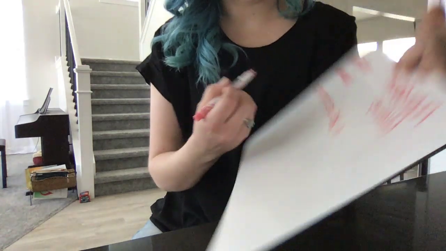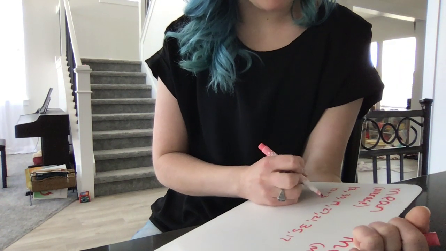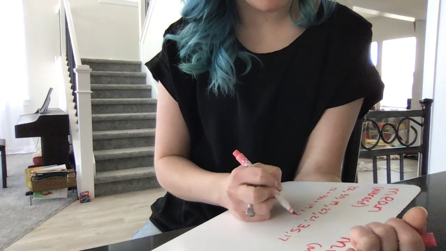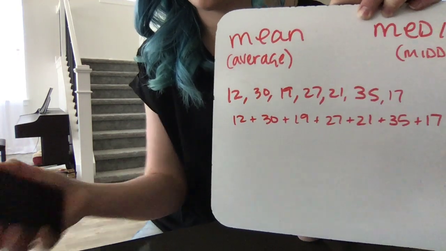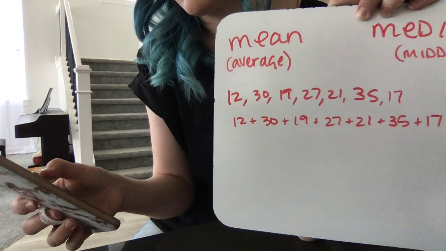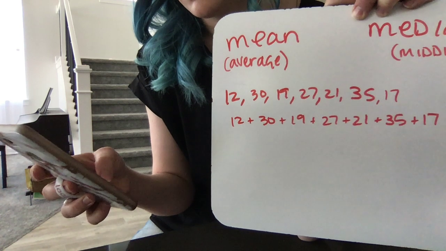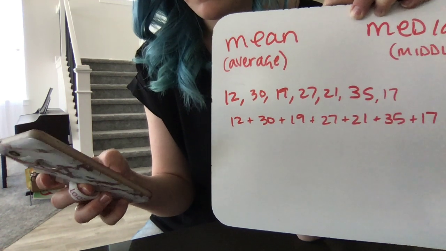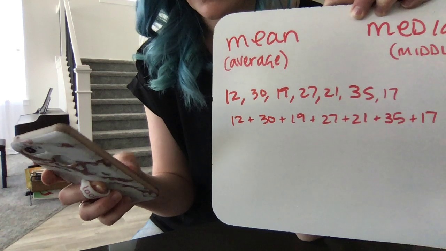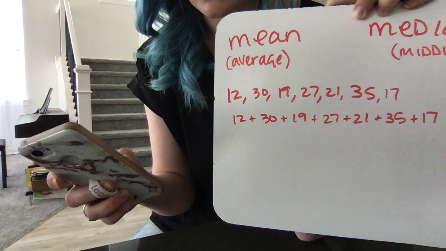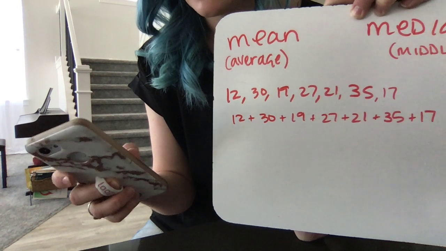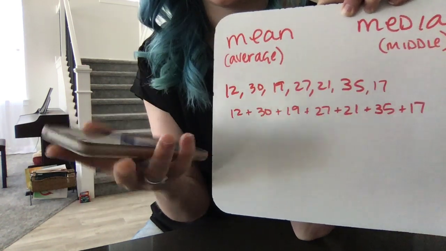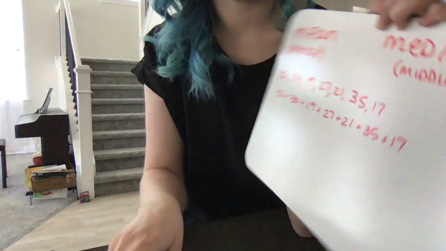We're going to add all of these together: 12 plus 30 plus 19 plus 27 plus 21 plus 35 plus 17. We're going to add all those together in our handy dandy calculator. And I got 161. So 161 is my total once I add all of them up.